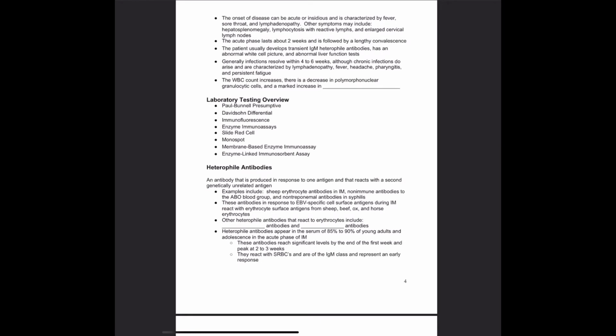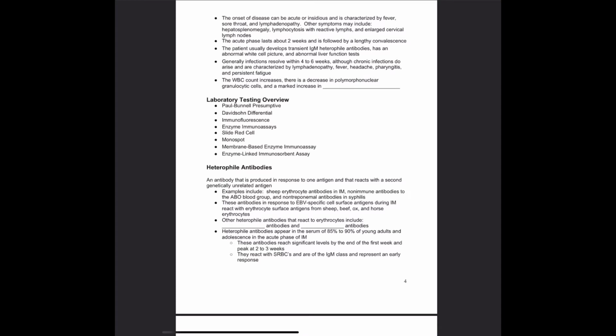The onset of disease can be acute or insidious and is characterized by fever, sore throat, and lymphadenopathy. Other symptoms may include hepatosplenomegaly, lymphocytosis with relative lymphs, and enlarged cervical lymph nodes. The acute phase lasts about 2 weeks and is followed by a lengthy convalescence. The patient usually develops transient IgM heterophile antibodies, has an abnormal white cell picture, and abnormal liver function tests.